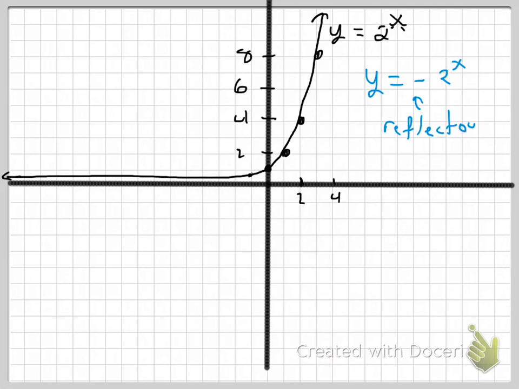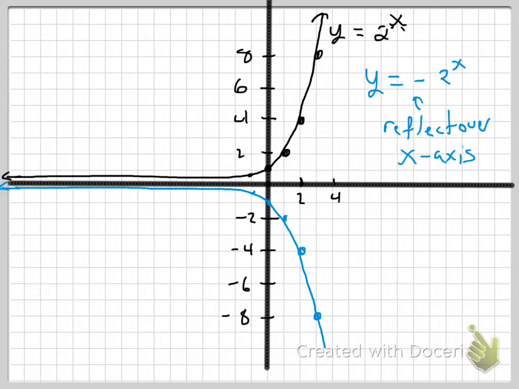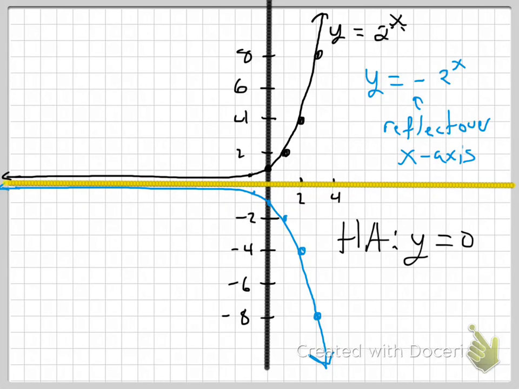So we're going to reflect over the x-axis, and we'll go ahead and reflect each one of those points. You notice that they both have the horizontal asymptote y equals 0. So all we did is we reflected the blue graph over the x-axis. So that's our reflection.